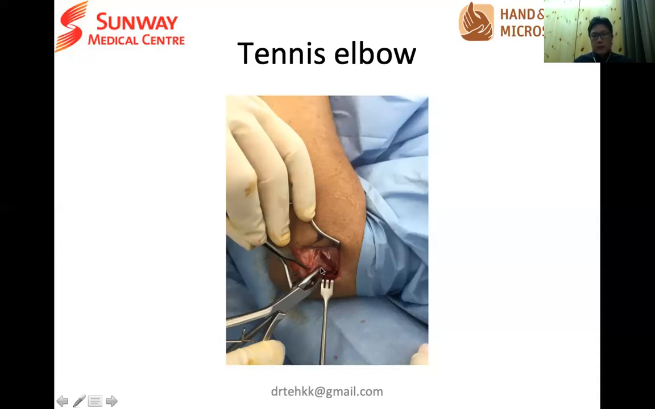Some people actually put in an anchor suture and suture it down, but I don't find that useful at all. That's another extra $2,000 just for an anchor suture for nothing. So most patients don't need that.